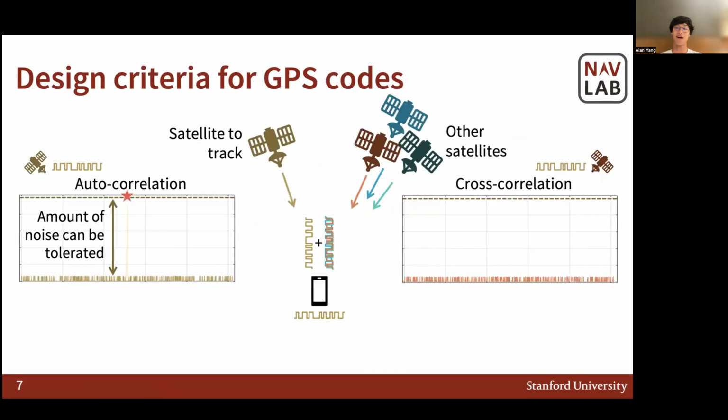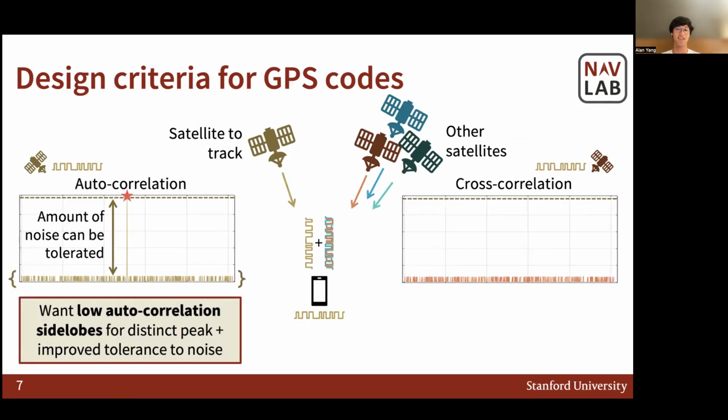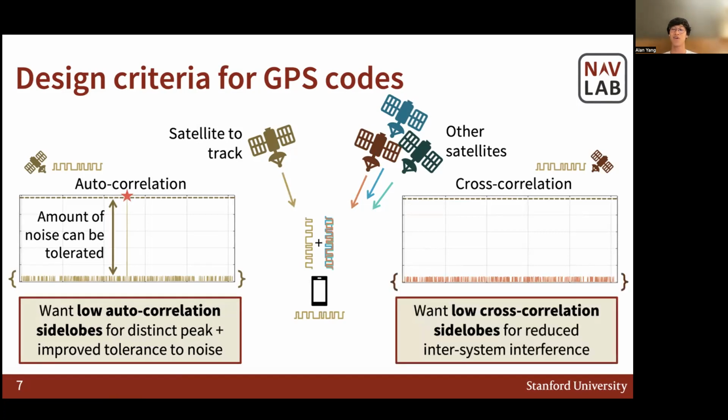So this motivates possible design criteria for GPS codes. First, we want low autocorrelation side lobes at shifts other than 0, essentially so that we can correctly identify the signal phase and get the timing right. And we also want the codes to have low cross correlations with each other so that there is minimal interference.